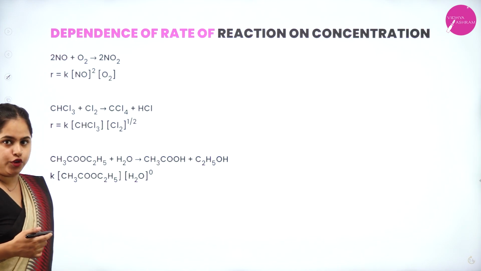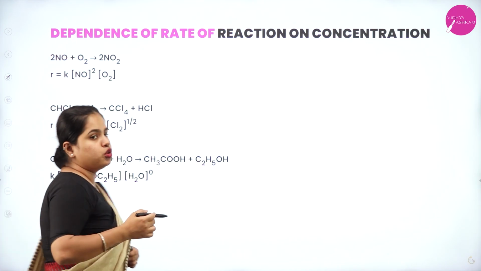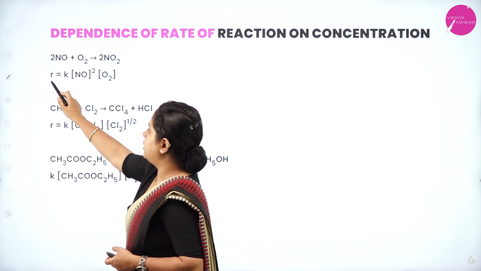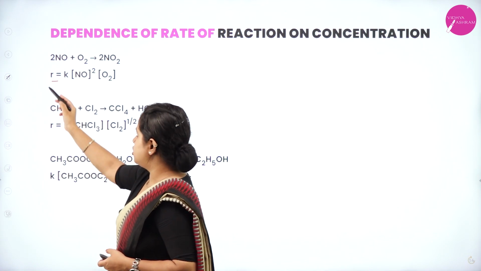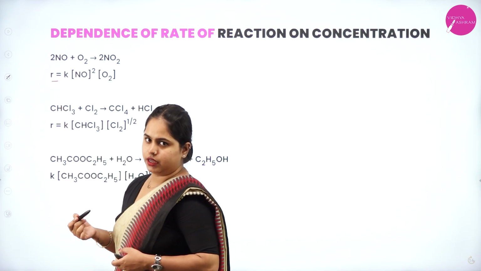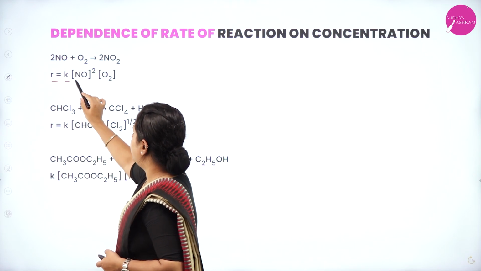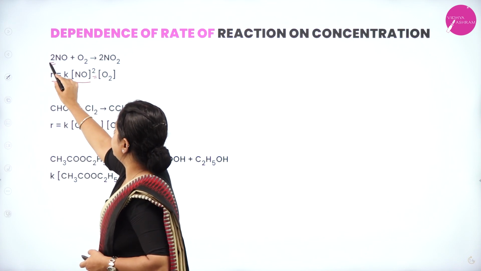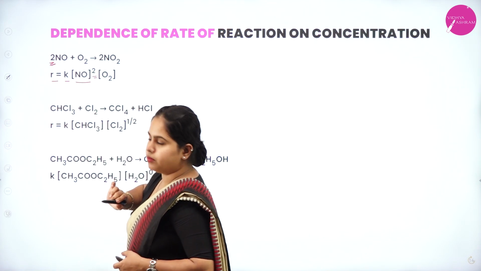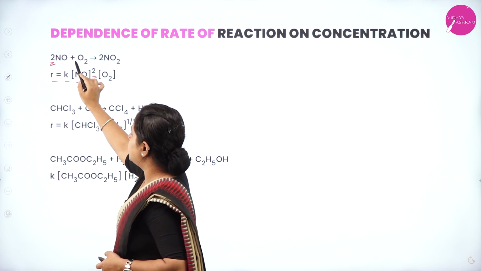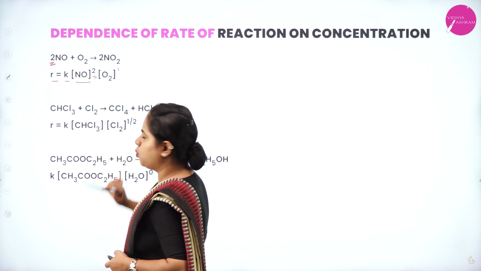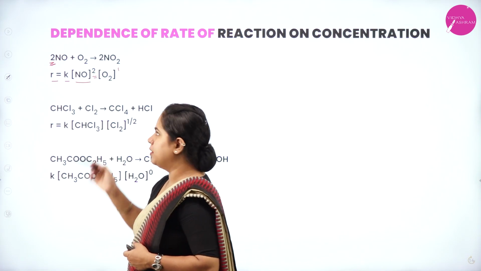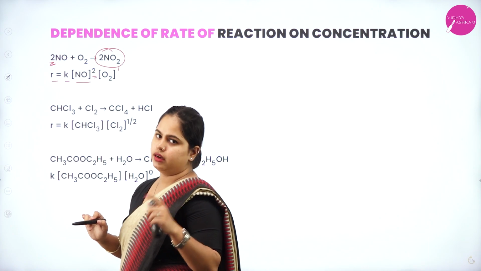Now let us take a few examples here. You can see here 2 moles of NO plus O2 gives 2 NO2. So how do you write the rate law or rate expression? The small letter r stands for the rate of the reaction. r is equal to K into the molar concentration of NO raised to the power 2. You can see the stoichiometric coefficient which is mentioned here. And the molar concentration of O2, any stoichiometric coefficient here? No. So it is just 1. This is how you have to represent the rate law of this particular equation. The products do not play a role in the rate law expression.